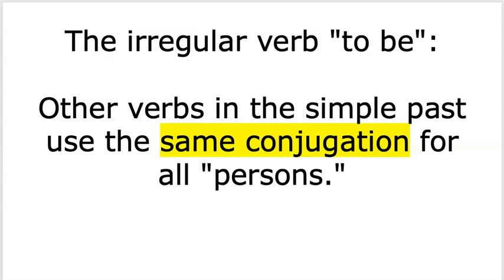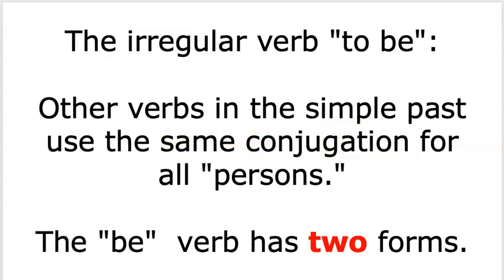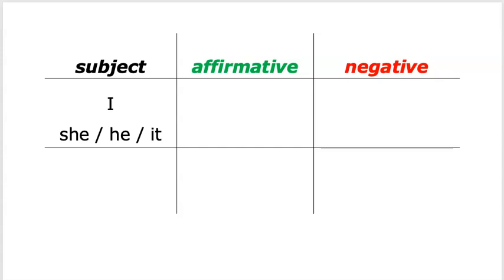Other verbs in the simple past use the same conjugation for all persons. That makes the past tense an easy tense to use because you use the same form, whether your subject is I, or we, or Anna, or they. But not for the be verb. The be verb has 2 forms.